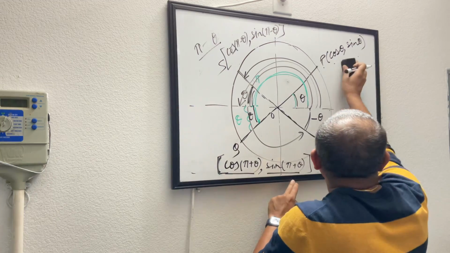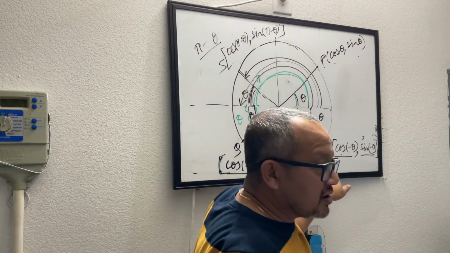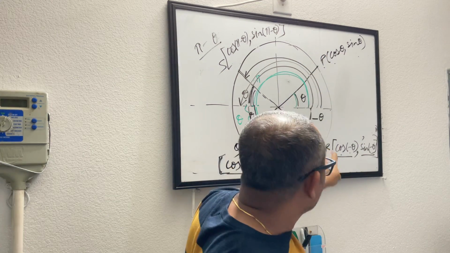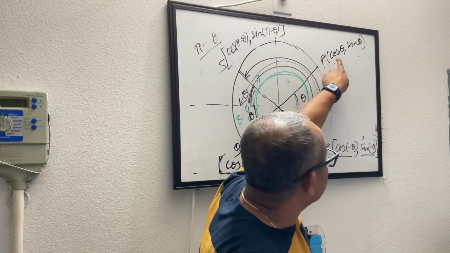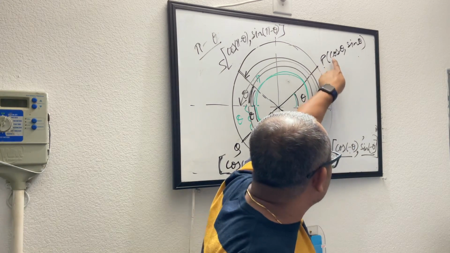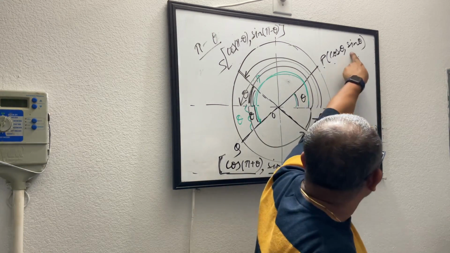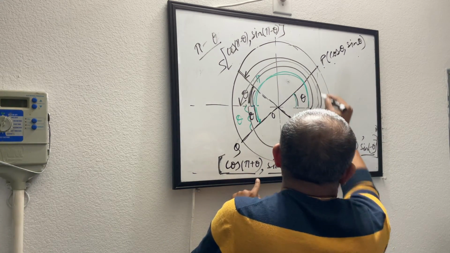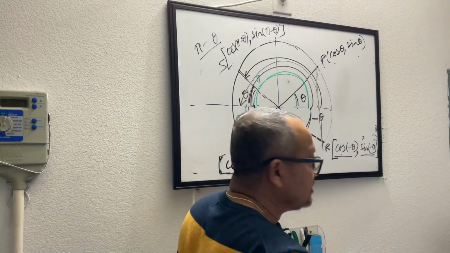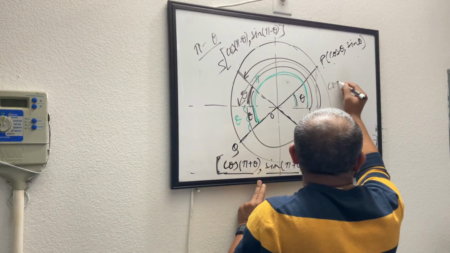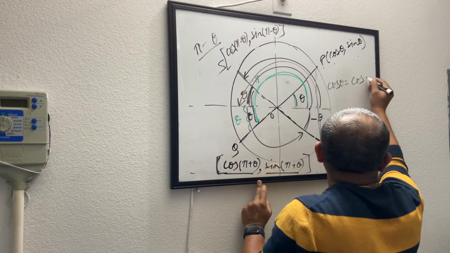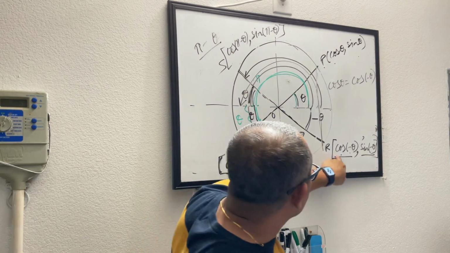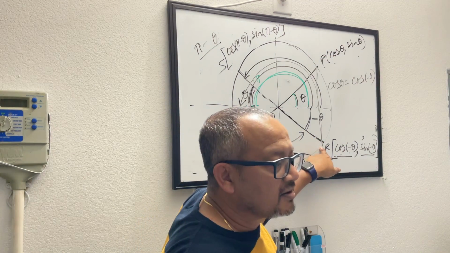If you look at these two points, point P and R, what is this one? X coordinate. These two are x coordinates, and these two are y coordinates. What you see here is your x coordinate for these points will be the same, correct? That means cos of theta is equal to cos of minus theta. That you can see visually here. Your x coordinates will match.